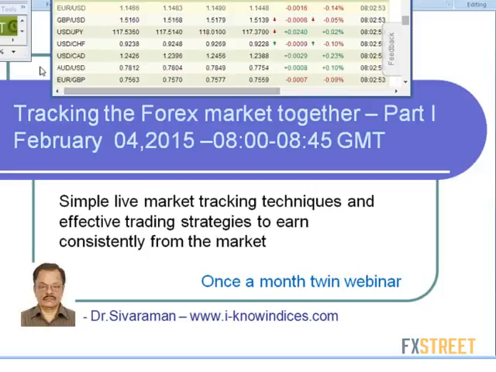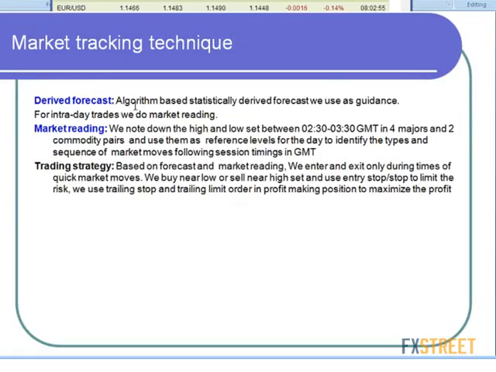So for that, we need to know the three important components, namely the derived forecast, what the forecast says, and how the players are expected to make the moves in the market. Then afterwards, we keep the forecast in mind and fine-tune it using the market reading technique. In the market reading technique, we note down the initial lows and the highs around 3:30 GMT and try to find out what exactly the market is trying to do using the live market quote page.